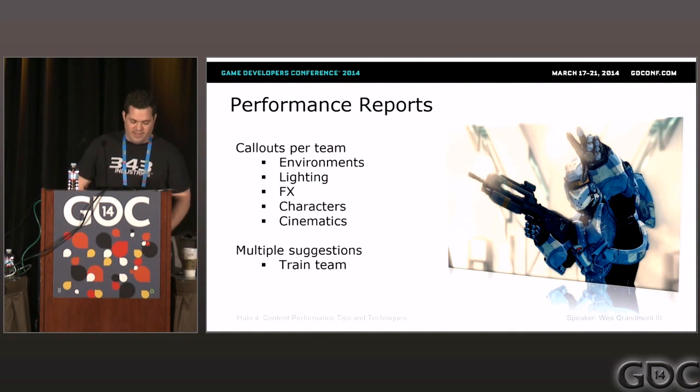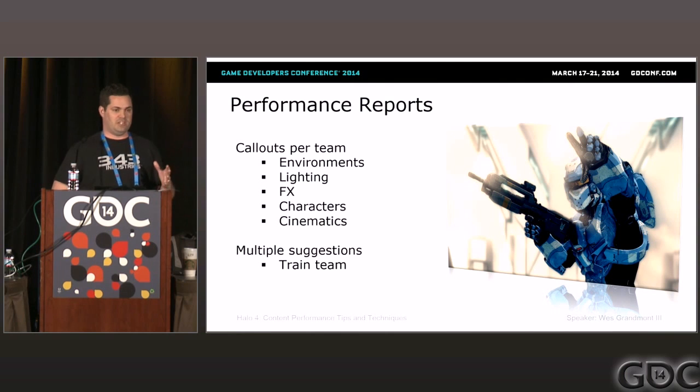At the end of this whole process, the end goal is to create a bunch of actionable items for the team to go address. So creating these performance reports at the end is probably the most important part of the entire process. We would create call-outs per team: environment, lighting, effects, all the ones listed here. And we would give them multiple suggestions for ways to fix each of their areas where they're over budget. Again, these are all referenced back to that per frame budget I talked about at the beginning of the whole talk.